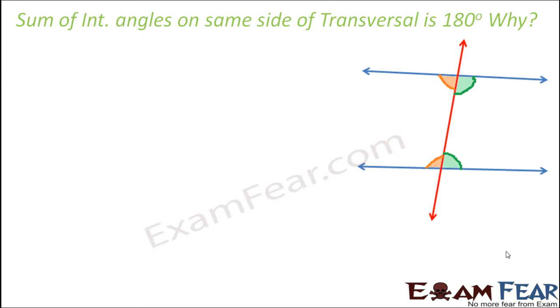Now try to understand why the sum of the interior angles on the same side of the transversal is 180 degrees. Basically, here what we want to prove is, if this is angle 1 and this is angle 2, then angle 1 plus angle 2 is equal to 180 degrees. So this is what we want to prove. We will be able to prove this, but we will make use of the previous property, that alternate angles are equal. So let's try to prove this.